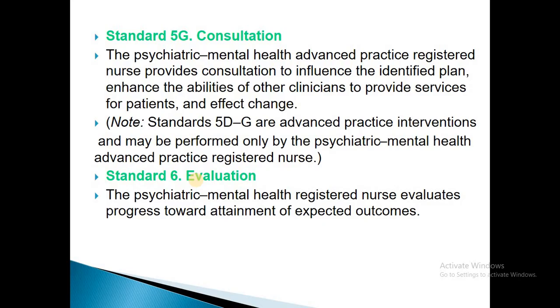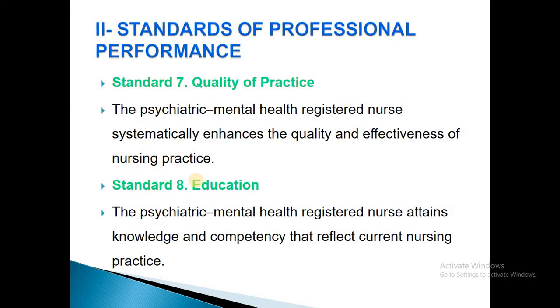Standard 6, evaluation. The psychiatric mental health nurse should evaluate progress toward the expected outcome that was put in the plan. The second big branch is the standards of professional performance, that is, standard 7, quality of practice. Psychiatric mental health nursing systematically enhances the quality and effectiveness of nursing practice. Standard 8, education: the nurse attains knowledge and competency that reflect current nursing practice and updates herself.